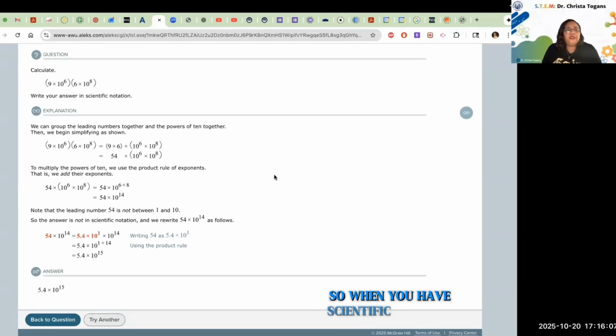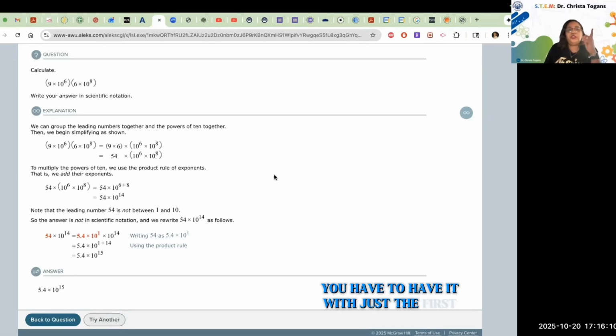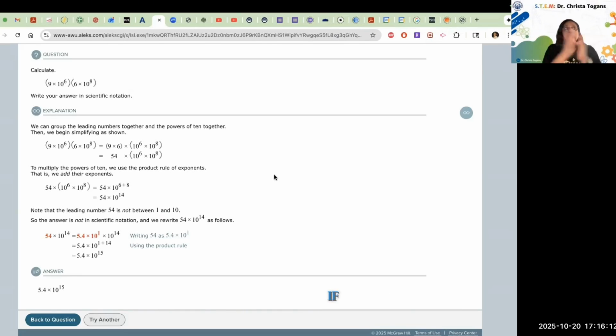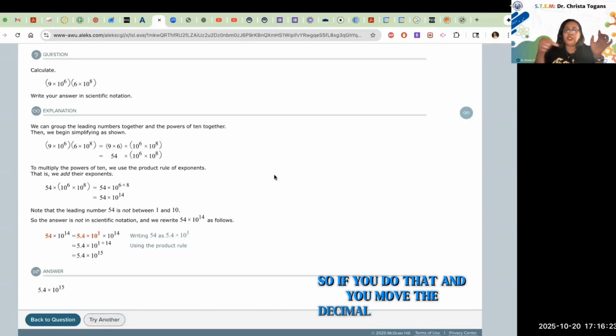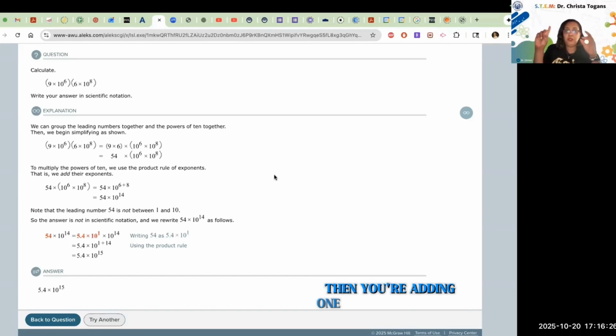So when you have scientific notation, you have to have it with just the first digit. If it's 16, you can't have it at 16. Scientific notation is the first digit, point, the next one. So if you move the decimal place to the left, then you're adding 1. When you go from 54 to 5.4, you went smaller. So that means that the 10 went up by 1. The exponent went up by 1, even though you moved to the left.